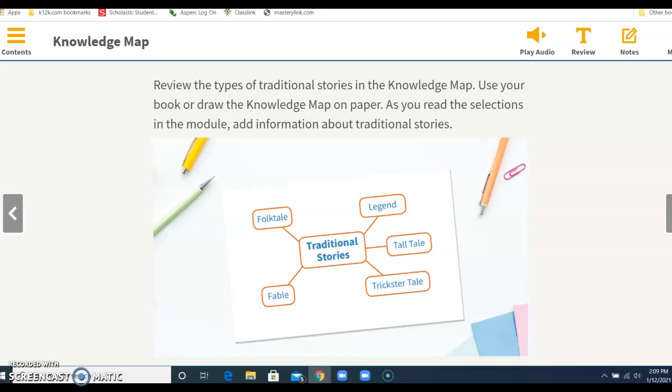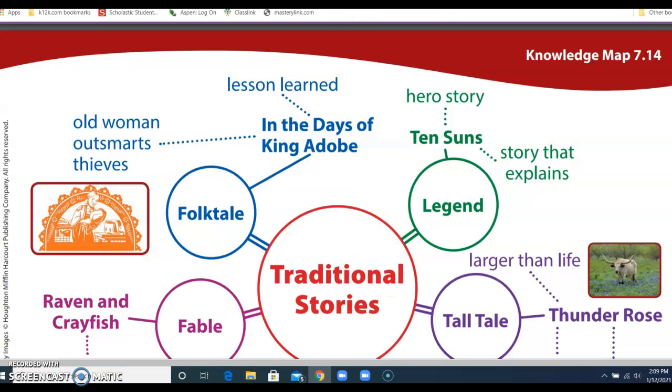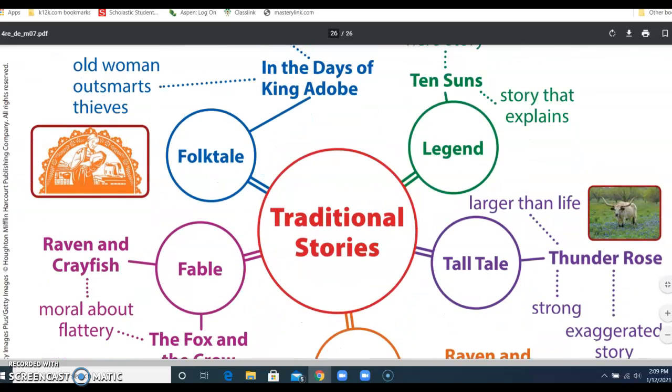I'm going to keep going to the next slide, which shows you what the map actually looks like filled out. Now again, I said it's a little hectic. There's lots on this page, kind of hard to see it all. So we're just going to take a few minutes and talk about it.